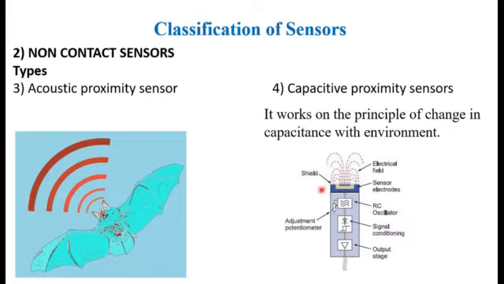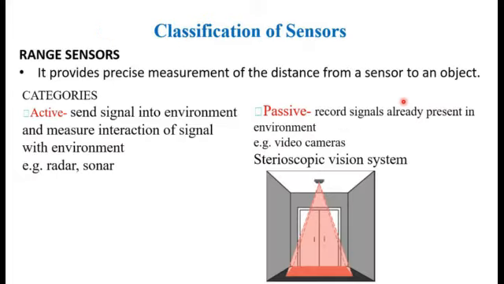In this capacitive proximity sensor, the electrical field will be interrupted whenever there is an object, and the capacitance will change. This change in the capacitance is measured, and the physical presence or absence of the object is determined with the help of the capacitive proximity sensor. This type of sensor is mostly used in robots. The next type of sensor is range sensors.